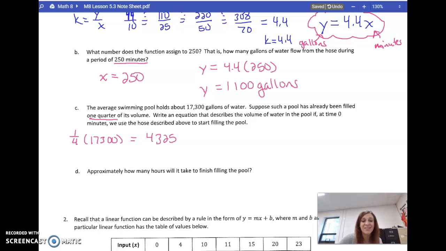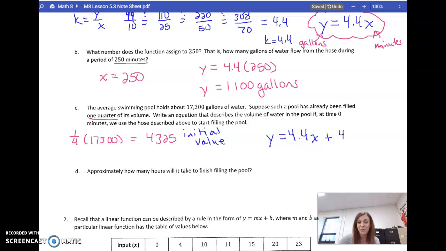So guess what? That's our initial value. This is where we're starting from. And remember, our initial value is what we're adding on to it. So I'm going to update this formula. Okay, I'm going to update this equation right here. And I'm going to say we're still filling it at a rate of 4.4 gallons per minute. But I'm not starting at 0.